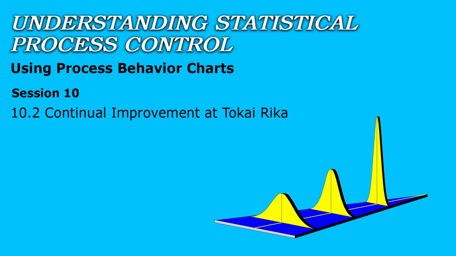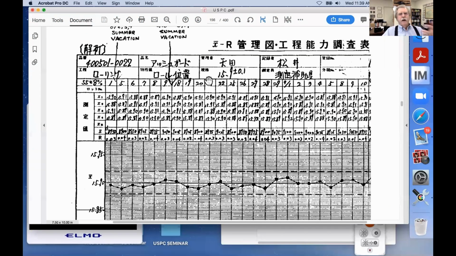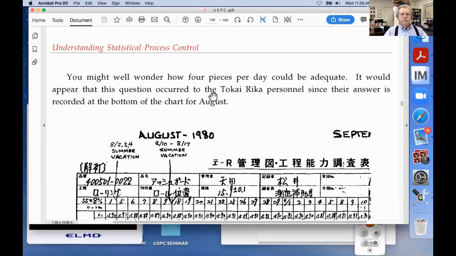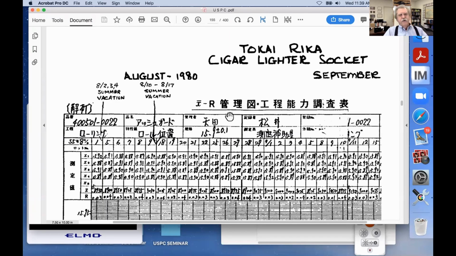Now we return to the chart from Tokai Rika on page 156 of Understanding SPC. So, back on page 156, they don't need to improve this process. Their excess cost of production and use is only 2.2%. They're capable, they're predictable, they're on target. And yet they're going to take this process and improve it. So you figure out how they improve this process, and you'll figure out how to improve your processes.